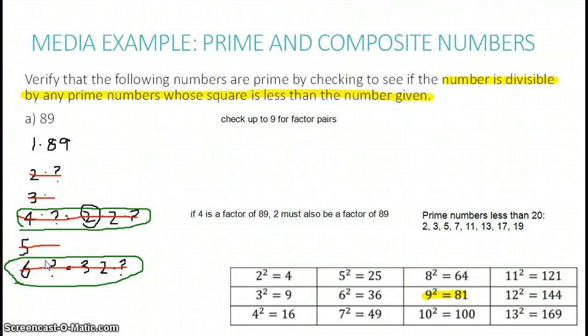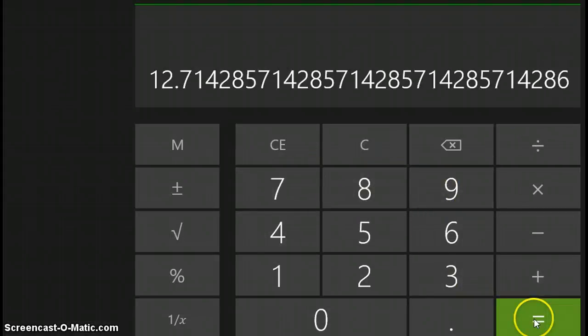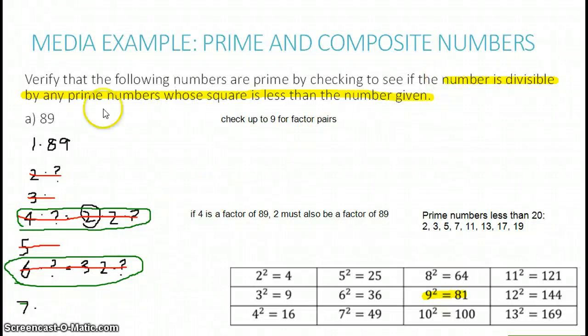So since we're not looking for specific factor pairs, we're just looking to see if it has any factors. Okay? Both of these would have been caught at 2 and or 3. If it did have 6 or 4 as a factor, it would have necessarily had 2 and or 3 as a factor. Okay? Now 7 is next. Okay? And 7 doesn't have any prime factors less than it. 7 is a prime number. So we'll divide by 7. And we see there's a remainder because there's a decimal. So it is not divisible by 7.